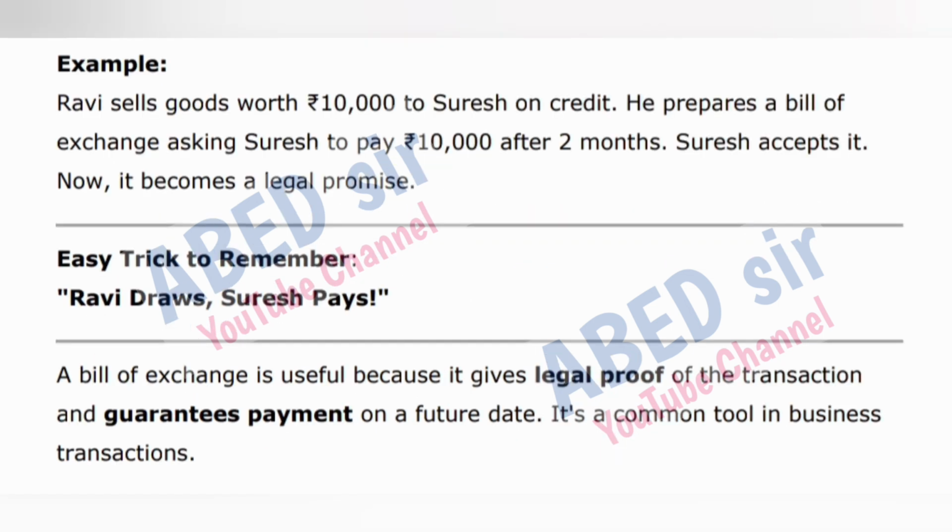Example: Ravi sells goods worth 10,000 rupees to Suresh on credit. He prepares a bill of exchange asking Suresh to pay 10,000 rupees after 2 months. Suresh accepts it. Now, it becomes a legal promise. Easy trick to remember. Ravi draws, Suresh pays. A bill of exchange is useful because it gives legal proof of the transaction and guarantees payment on a future date. It's a common tool in business transactions.